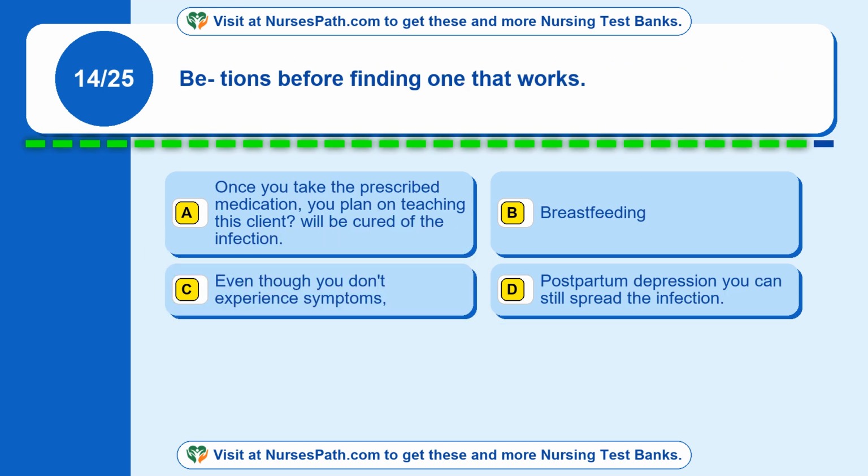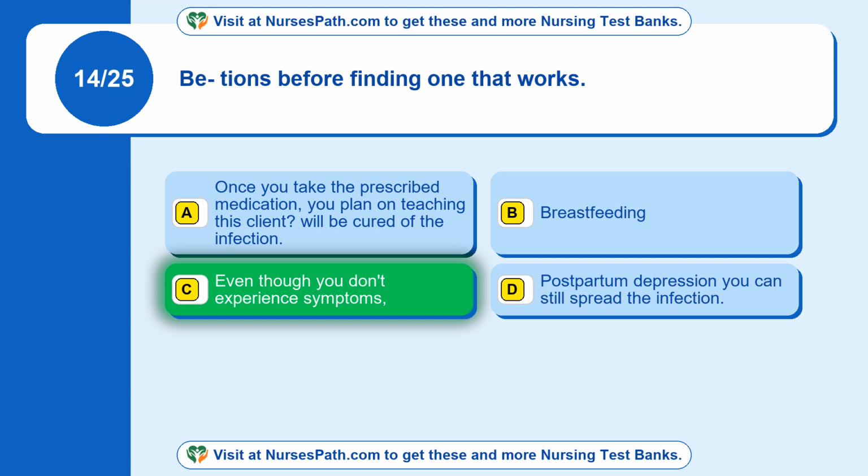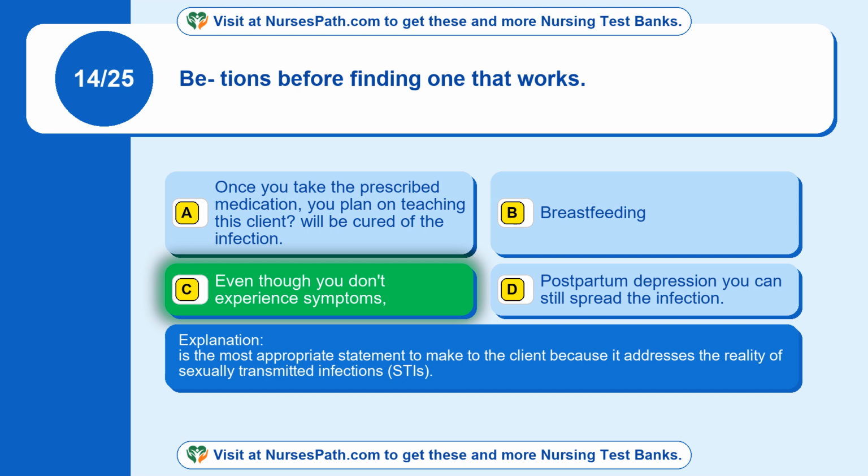Question 14. Option A, once you take the prescribed medication, you will be cured of the infection. Option B, breastfeeding. Option C, even though you don't experience symptoms. Option D, postpartum depression, you can still spread the infection. The correct answer is option C, even though you don't experience symptoms. This is the most appropriate statement to make to the client because it addresses the reality of sexually transmitted infections, STIs.